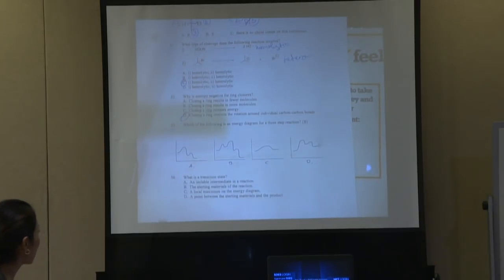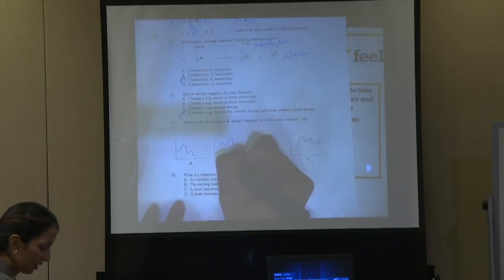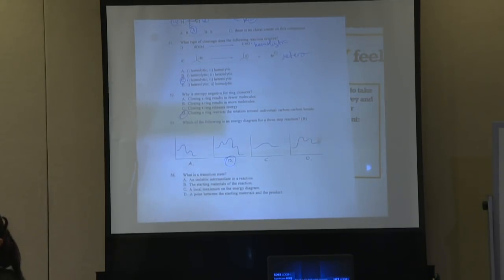Cool. Can everybody see the screen? Okay, perfect. So which of the following is an energy diagram for a three-step reaction? B? Okay, why? It has three transition steps. What are the transition steps? The minimums? You sure? Maximums? Yeah. Okay, so which one is it, guys?